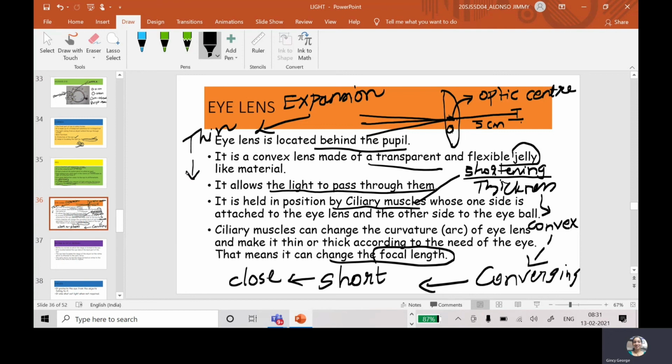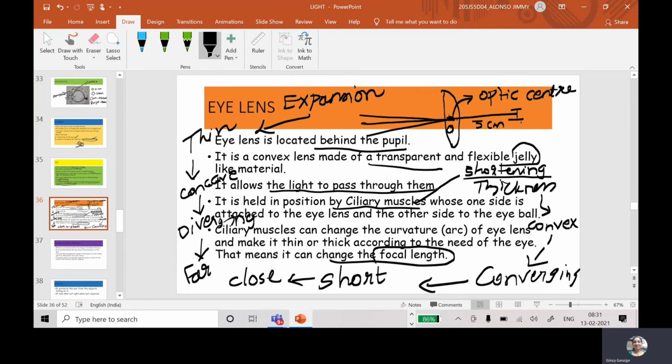That is giving the same action as a concave lens. Concave is thin at the center. So that is giving a diverging action, and because of this action the objects which are far are visible to you.